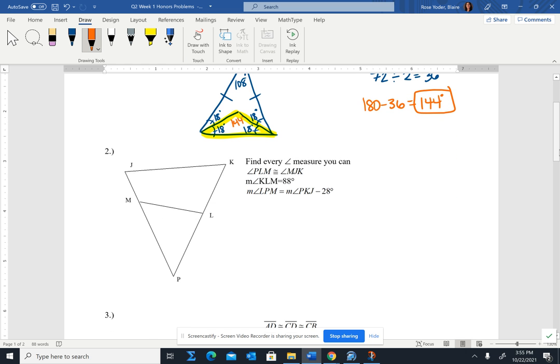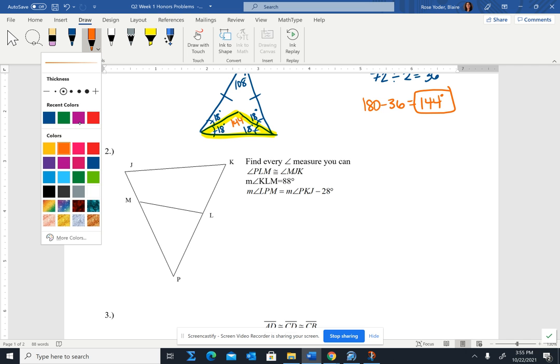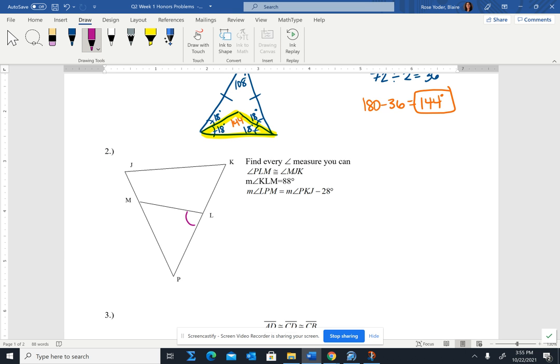All right, let's look at the second one. There's a lot of stuff going on, but I kind of reflected in the hints how you could use that information to set this one up. So angle PLM, I'm going to put an arc on it, is congruent to angle MJK. I'm going to put an arc on that one. Angle KLM is 88 degrees, which is perfect because I can just find the supplement of 88. And that's 92, and I can use that for both of these angles that I just said were congruent to each other. So that was one key step.